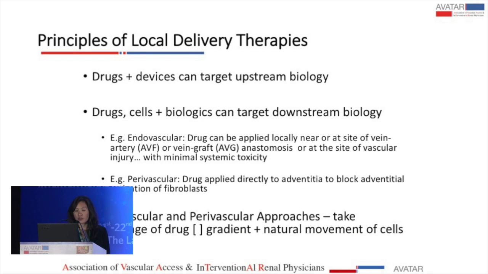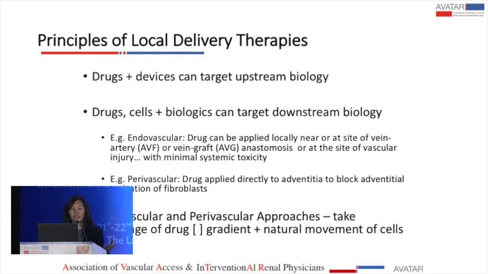So what I'd like to focus the rest of this talk on is on localized therapies. So before I do that, I'd like to just review some of the principles of local delivery therapies. One of the first principles is that we know that both drugs and devices can target upstream biology. Drugs, cells, and biologics can target downstream biology. So for example, if you have an endovascular procedure, the drug can be applied locally at or near the vein artery or vein graft anastomosis with very little systemic toxicity, so really localized to that lesion.